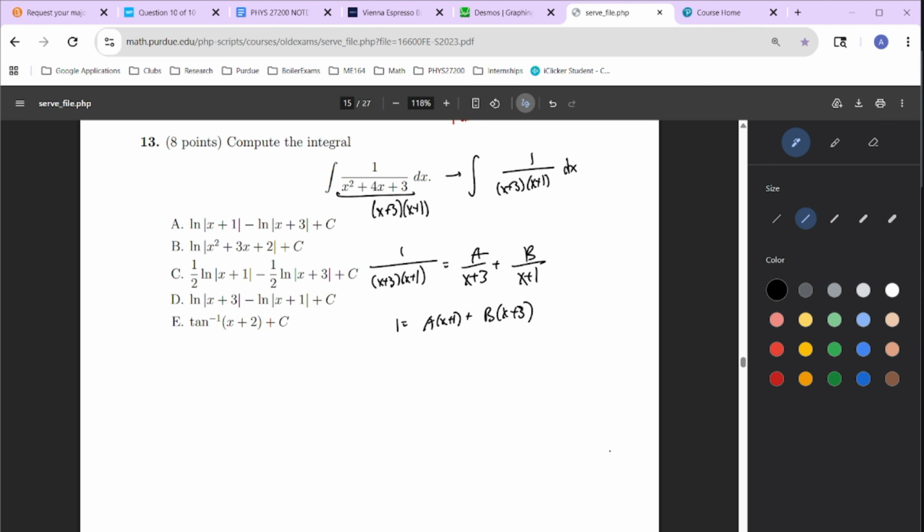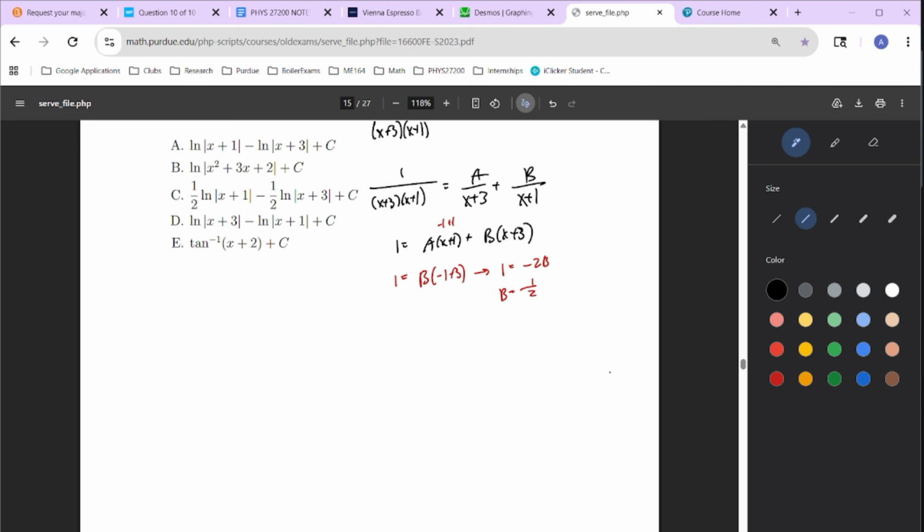Now, what we can do here is plug in certain x inputs to cancel out one of these terms. So for example, I can plug in x equals -1 to cancel out the a term, because -1 plus 1 is equal to 0. So when I plug in -1, I get 1 is equal to just b times -1 plus 3. That would become 1 is equal to -2b, or not -2b. That means that b is equal to -1/2.